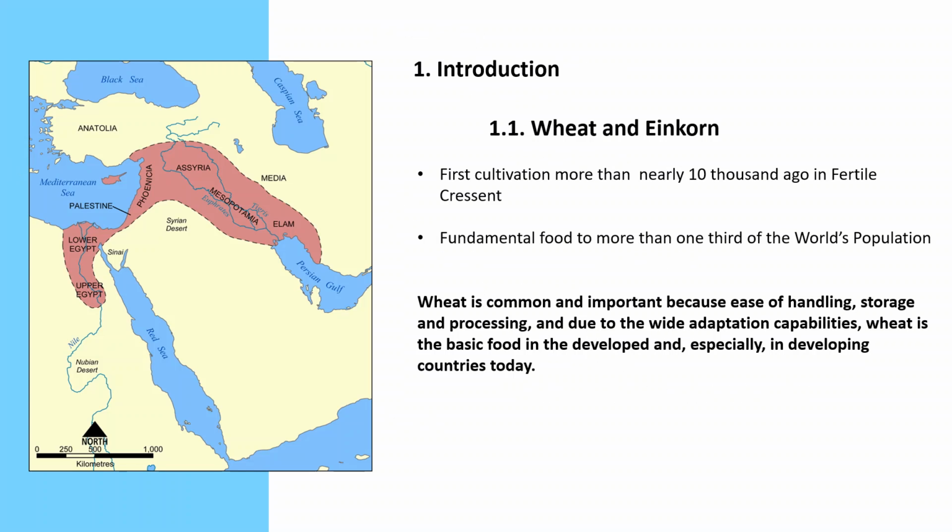As you know, wheat was first cultivated more than 10,000 years ago in the Fertile Crescent. You can see the Fertile Crescent in the map. Today, it has provided fundamental food to more than one-third of the world's population. Wheat is common and important because of ease of handling, storage, and processing, and due to its wide adaptation capabilities. Wheat is the basic food in developed and especially in developing countries today.